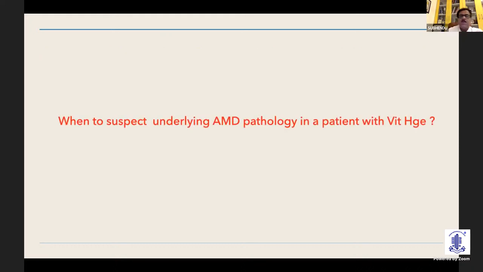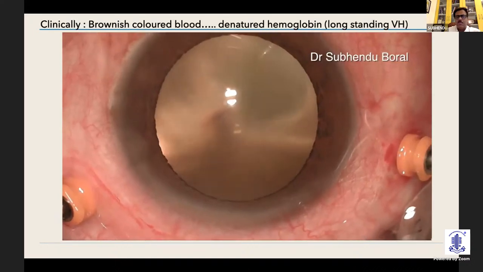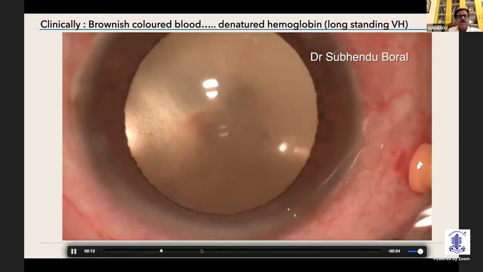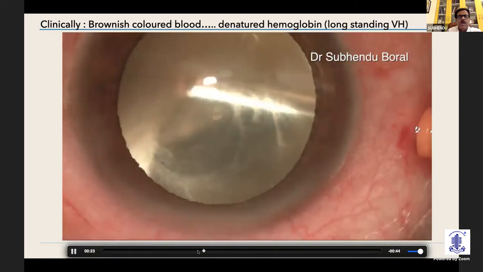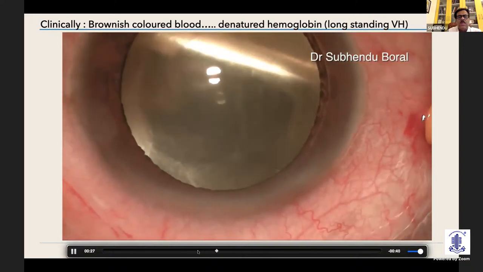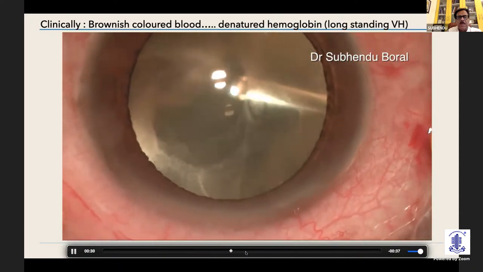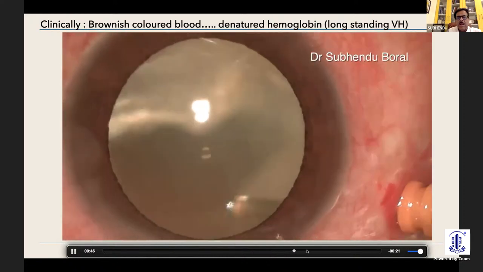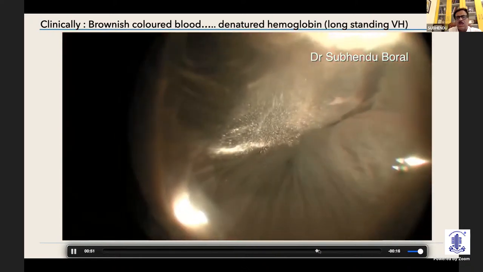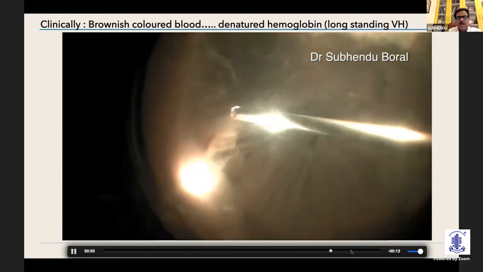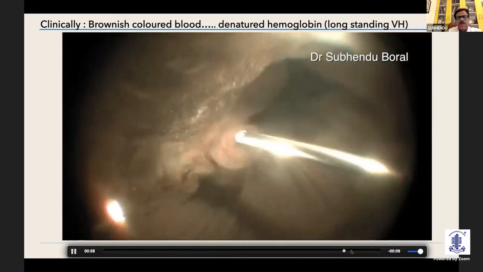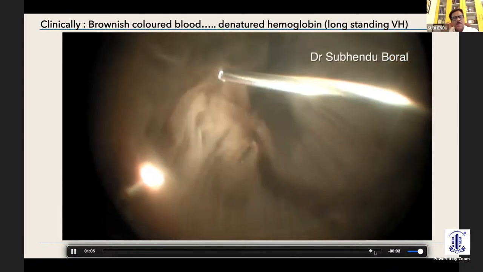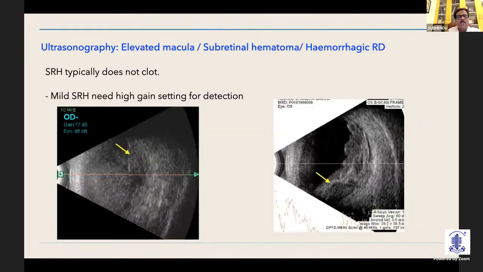So when to suspect underlying AMD pathology in a patient with vitreous hemorrhage? Clinically, the color of the vitreous hemorrhage is typically brownish, like I'm showing you. I'm just removing the retrolental old blood, and you can see the color of the blood is not that white. It is quite old, but you can still see the brownish color because it is denatured hemoglobin, a long-standing vitreous hemorrhage. It's a typical post-AMD vitreous hemorrhage. This is the color, denatured hemoglobin, and the blood is very sticky. Sometimes the cutter can get stuck within the cannula because of the sticky nature of the vitreous.